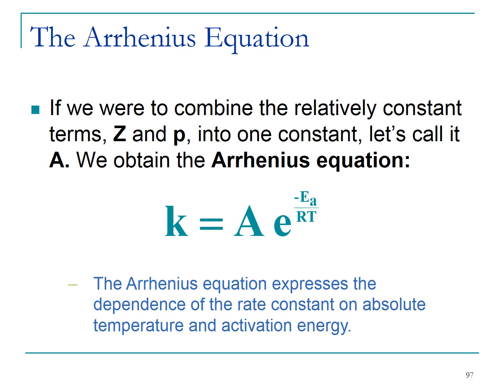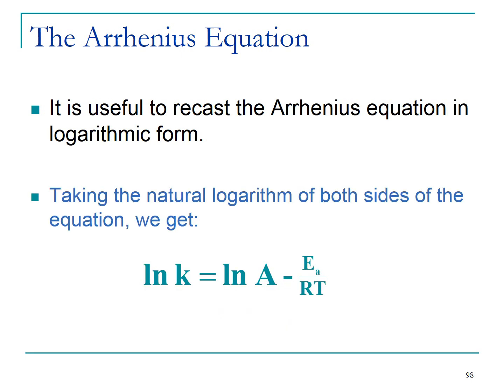You can find out what the activation energy is if you know A and you know the temperature and you know K. You can solve for different parts of this equation. If you take the natural logarithm of both sides, so you undo the e, you get this equation: the natural log of K equals the natural log of A minus Ea over RT.